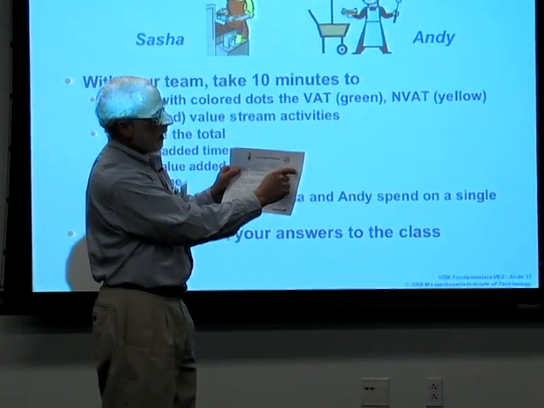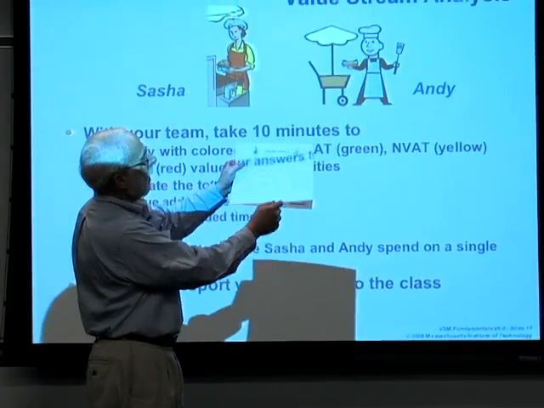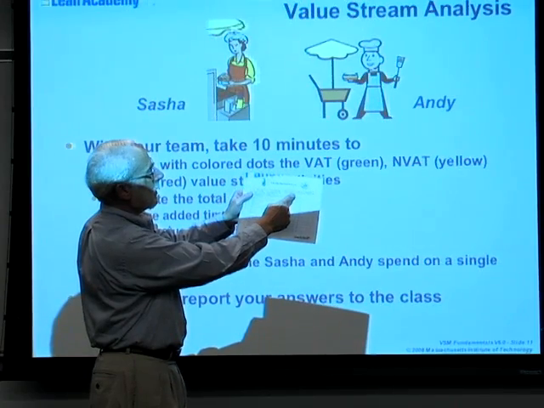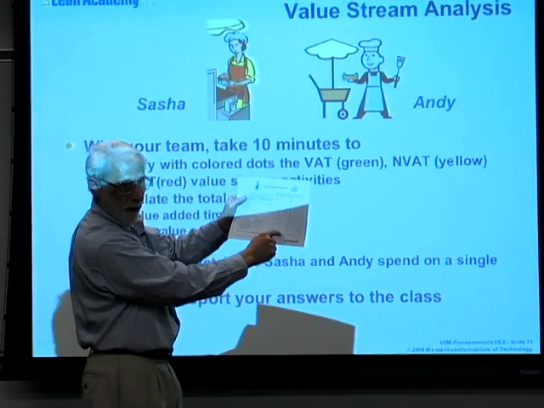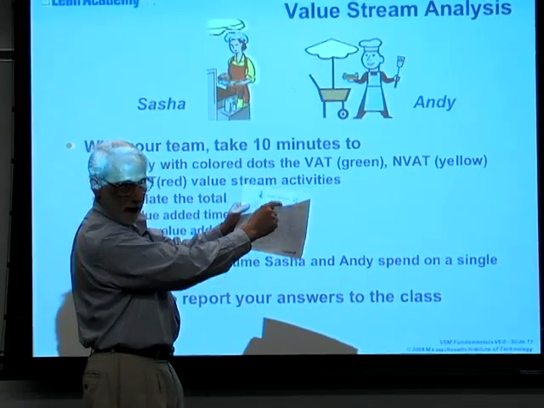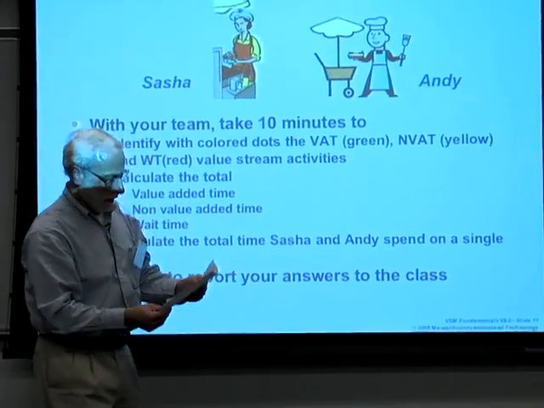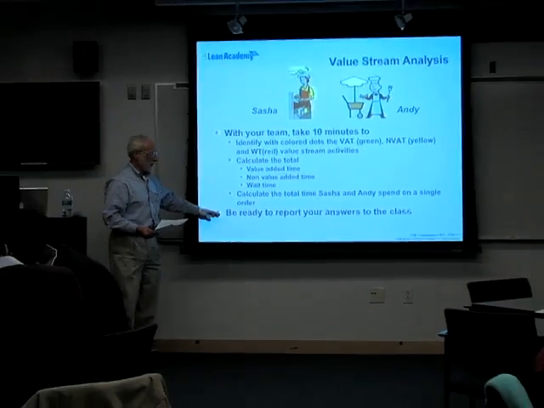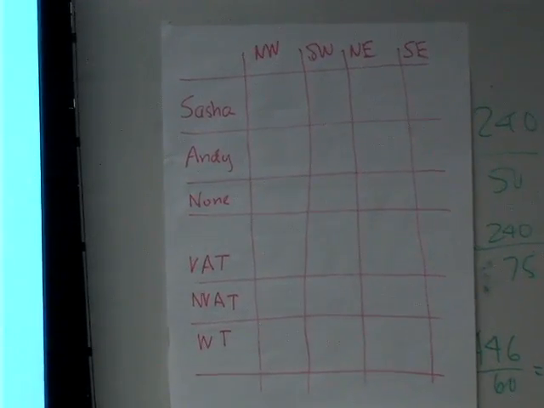the red is wait time here. Fill in the blanks for the time, and also fill in how much time of this is allocated to Sasha, how much time is allocated to Andy, and how much time neither of them are working, because we're going to find out how hard they're working, how much of the time they're actually spending on executing this value stream. Okay, so go ahead and go to that, and I'll walk around and see if you need any help on that. And we'll then ask for your answers on these different times here.